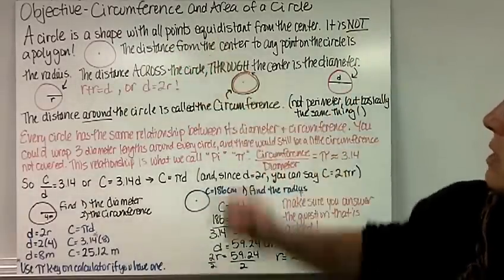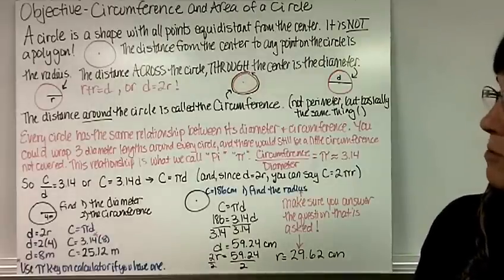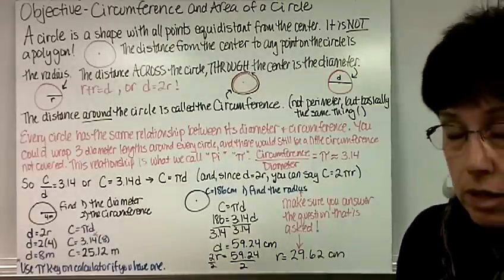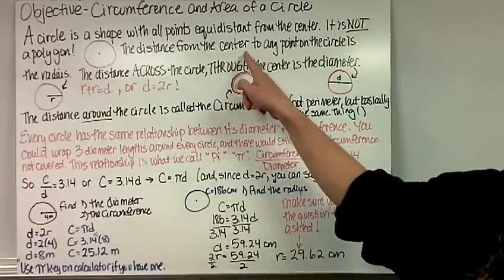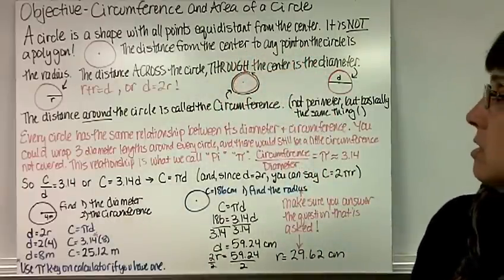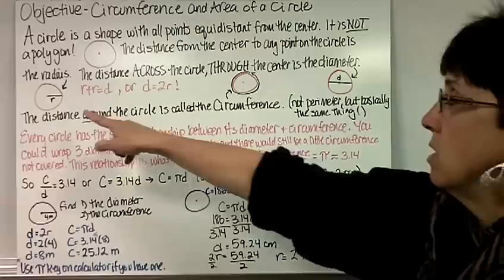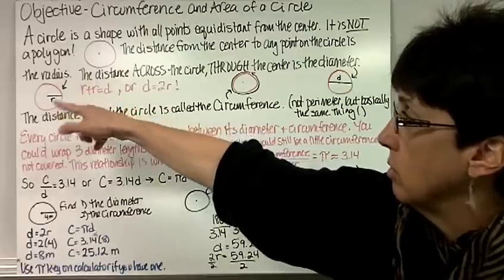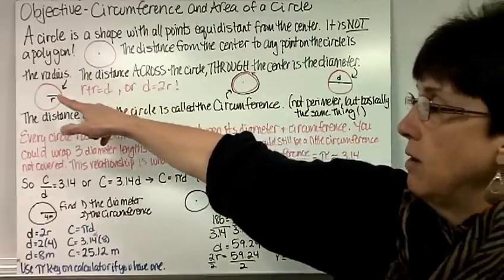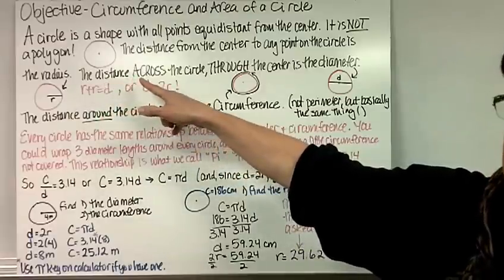So a circle has all points equidistant from the center, and it is not a polygon because it is not made of line segments. The distance from the center to any point on the circle is called the radius. I happen to draw it going out to the right, but you could draw it any way around, okay? So halfway across is the radius. I think this is review.